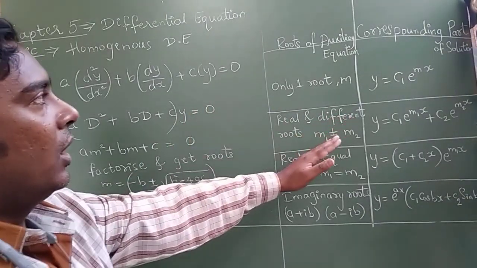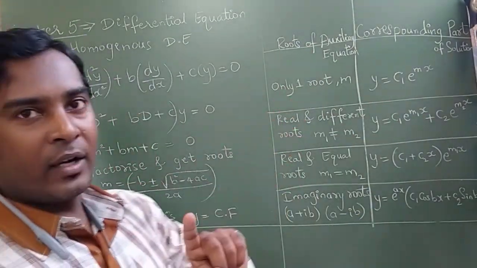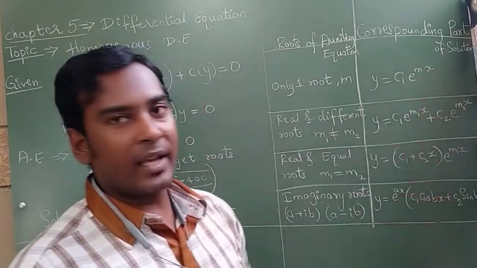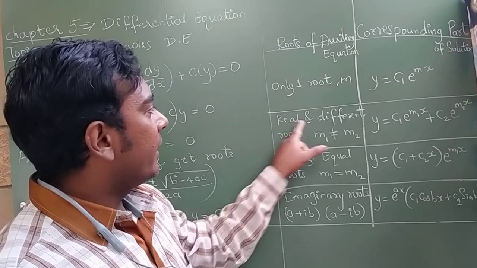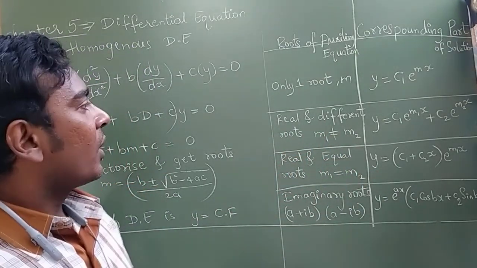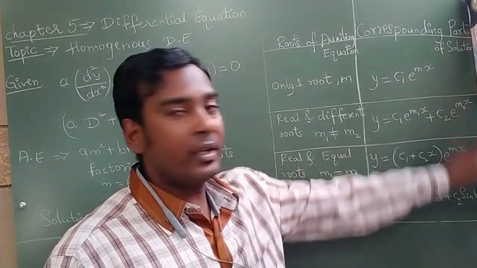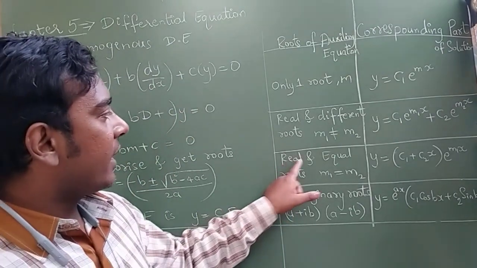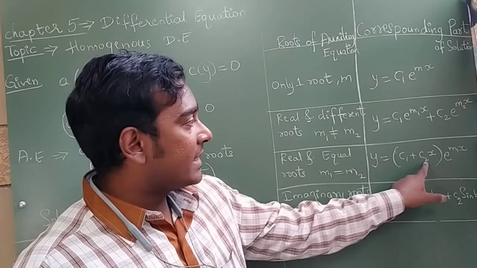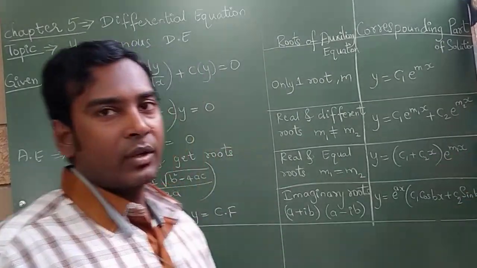That you need to look into this table for the solution. If you get only one root, that is m, then the solution will be y is equal to c1 e raised to m into x. If you get real and different roots, that is m1 and m2 are different, then you must use y is equal to c1 e raised to m1x plus c2 e raised to m2x. Now if the roots are real and equal, so m1 is equal to m2, then y is equal to (c1 plus c2 into x) e raised to mx, remember this.